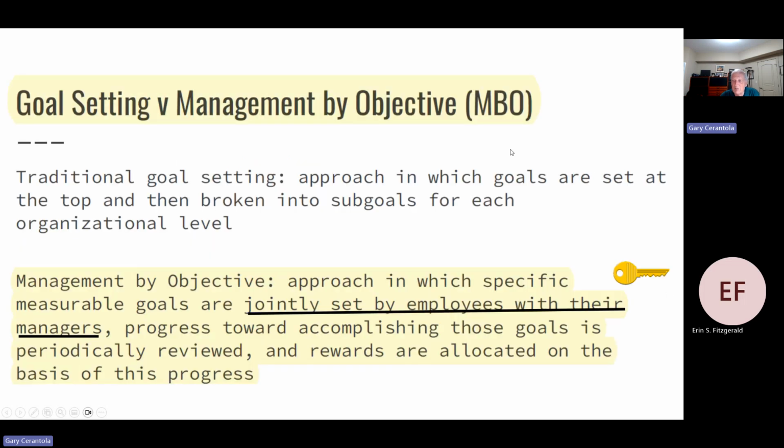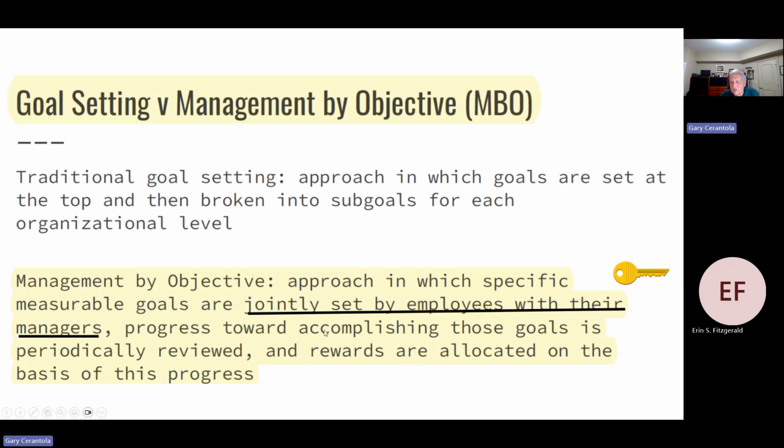I talked about management by objectives. You can see that it's highlighted, and it's the approach in which specific measurable goals are jointly set by employees with their managers. So one manager will go to his employee, and they'll set these goals. That particular employee then is maybe a lower level manager, and will do the same with their direct employees, and then it cascades all the way down.